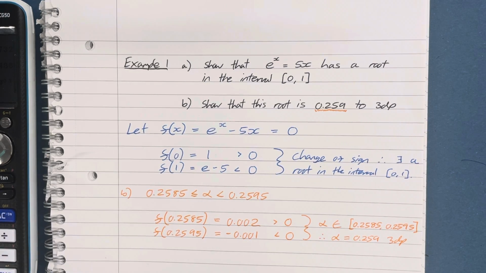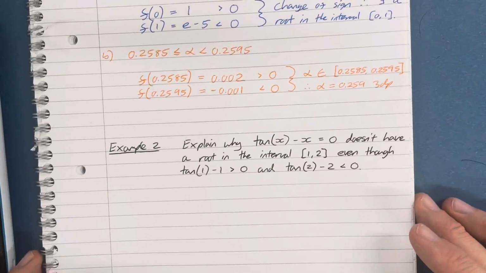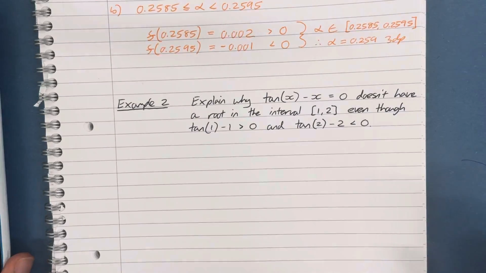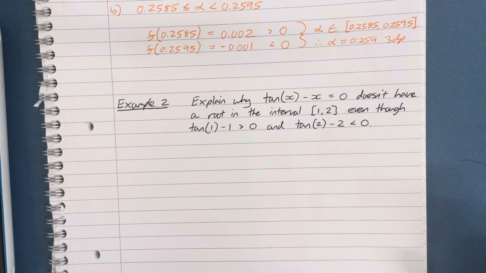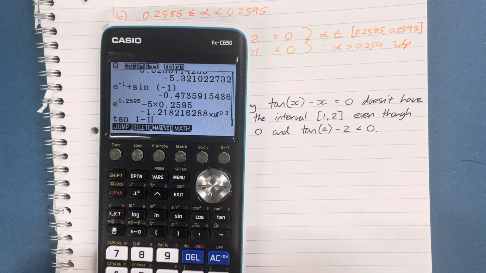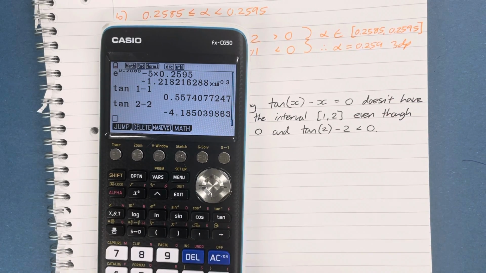Okay. Example number 2. Explain why tan of x minus x doesn't have a root in the interval 1 to 2, even though tan of 1 minus 1 is positive and tan of 2 minus 2 is negative. Let's just check that. If I do tan of 1 minus 1, that is indeed a positive number, and tan of 2 minus 2, that is indeed a negative number.